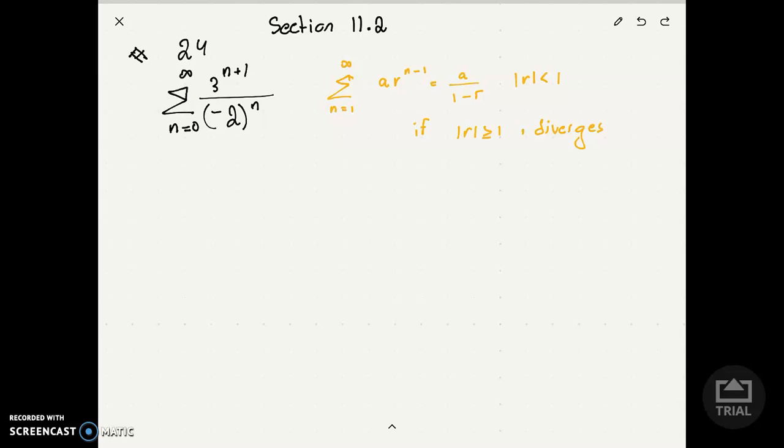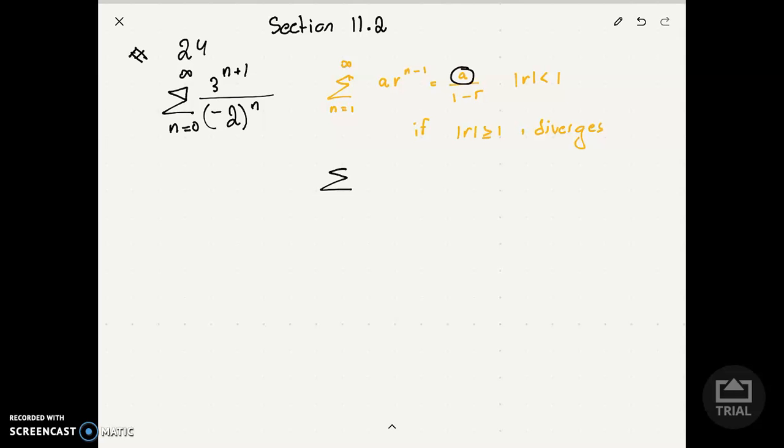Alright, so this is number 24, and it's another one of the geometric series problems, and it's asking if it converges or diverges, and if it does converge, what to. So again, in yellow I've written down the formula. The one thing you might notice is that it's giving us a problem starting at 0, and the formula calls for starting at 1. Now to fix that, we can just do a slight adjustment.